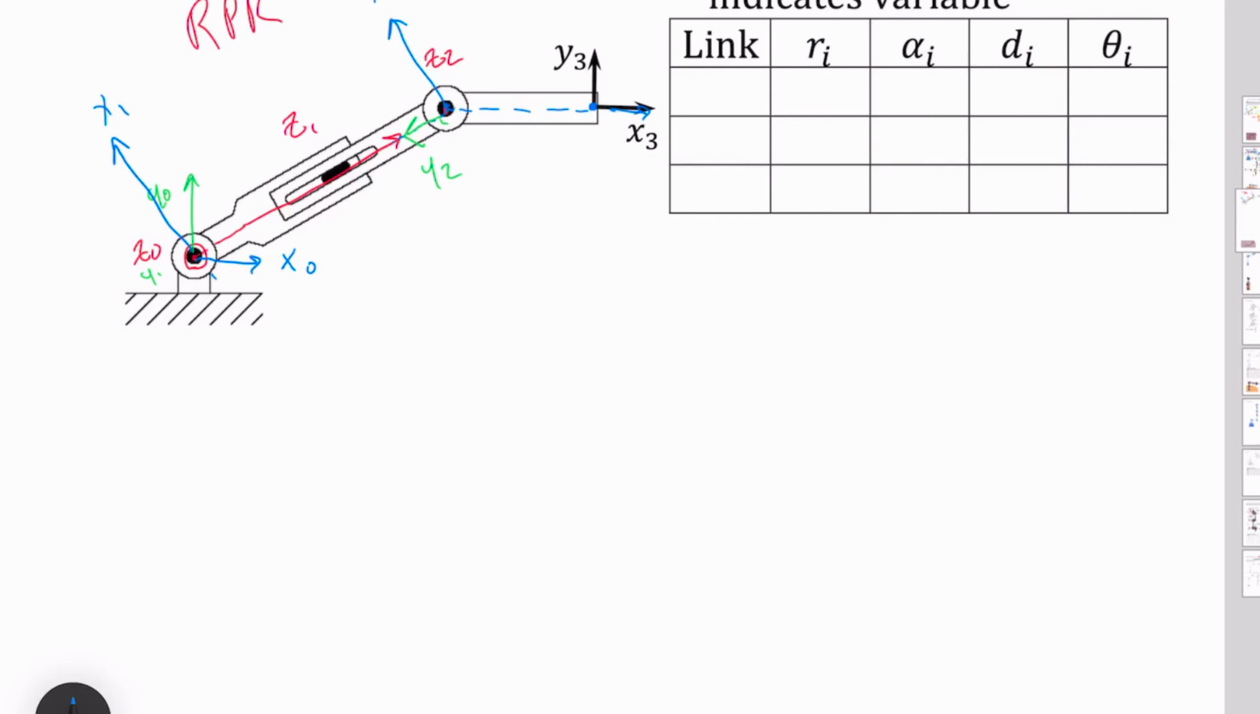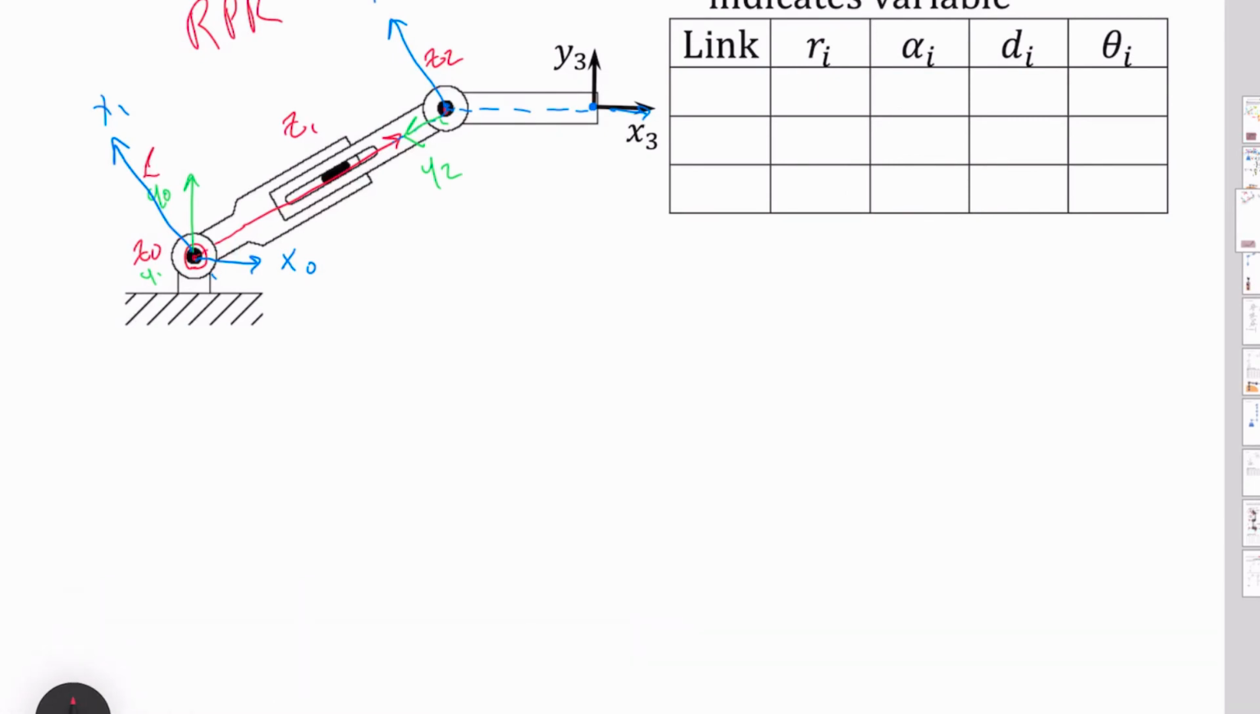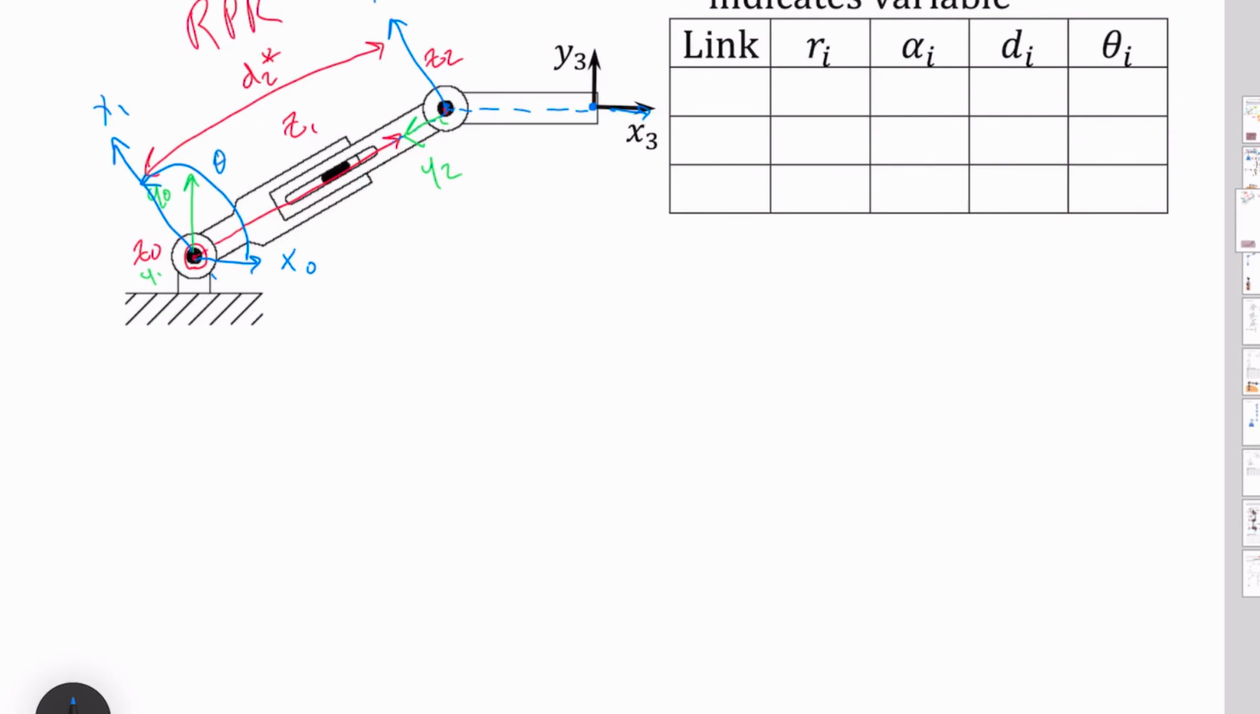Now we need to identify all the non-zero values that we have here. Well, it's obvious that I've got a distance from here to here that I'm moving, and that is going to be my d2 star. It's my only d2 since everything else is in the plane. Next, I have my theta value, which is my rotation around my z0 from x0 to x1. That is my theta 1 star.